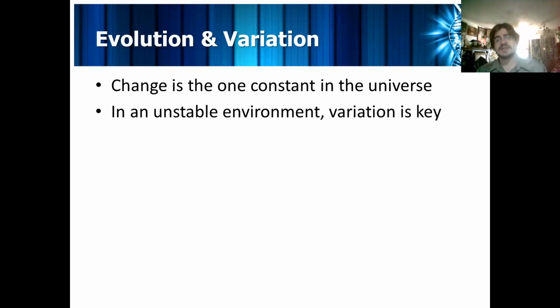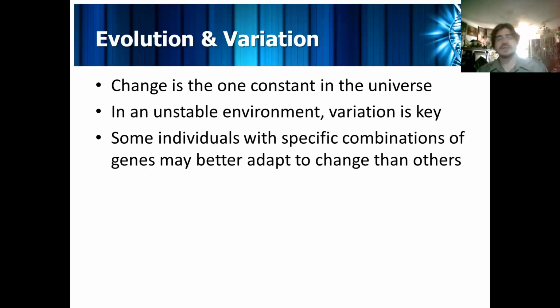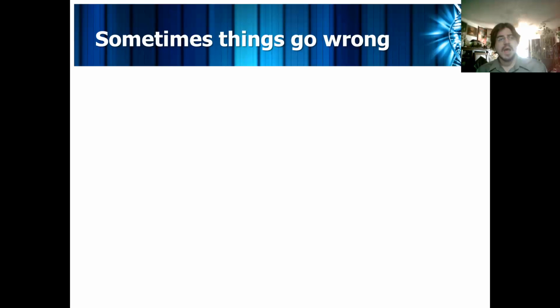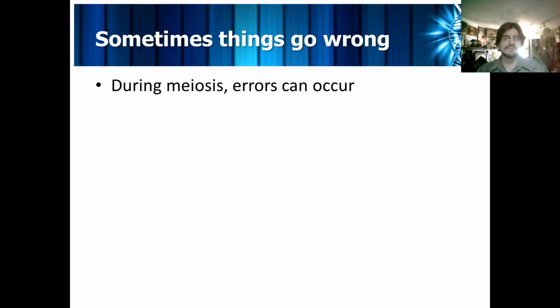So in an unstable environment, variation is key. Like I said, some individuals with a specific combination of genes may better adapt to change than others. So now it's time to talk about what can go wrong during meiosis. Errors can occur during meiosis. What kind of errors? Well, in general, there are two errors that can occur during meiosis.